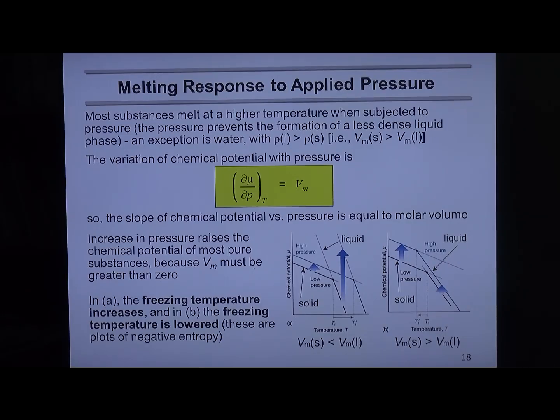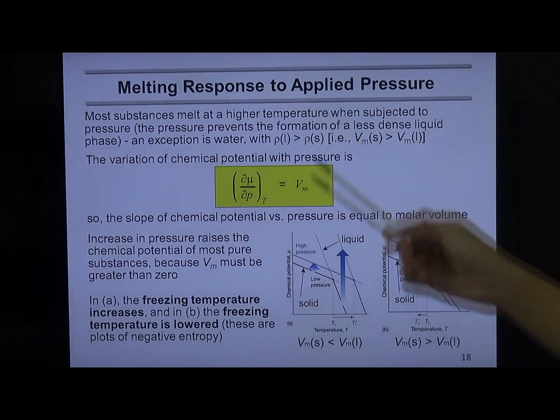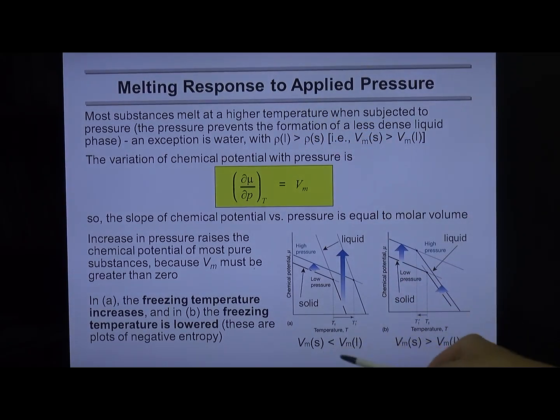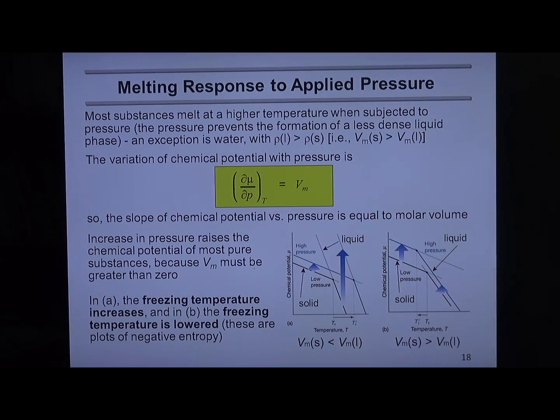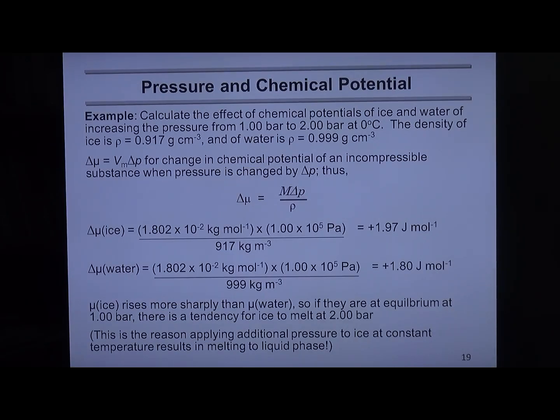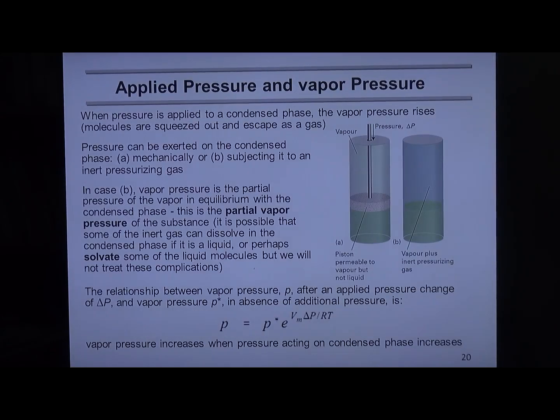Alright, so as a conclusion, if you apply pressure, the melting point changes. Depending on the molar volume of solid and liquid, it could either increase or decrease. So here's an example, so you can calculate how much the chemical potential changes upon applied pressure. Just do it yourself. Alright, so in the previous slide, we considered how melting, basically the solid-liquid boundary, changes upon applied pressure.